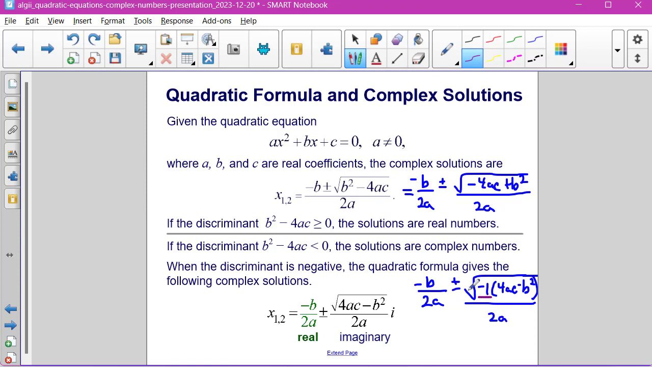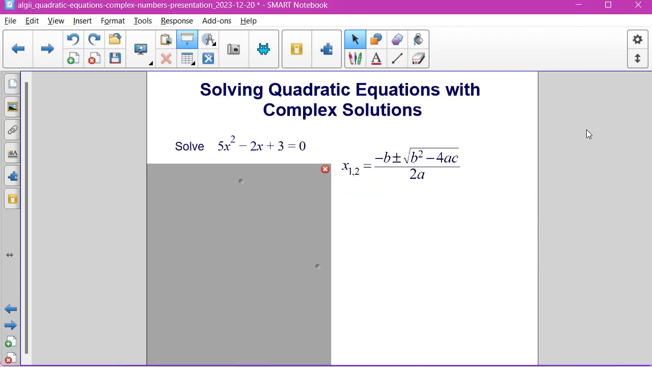Now this negative 1, that's where this i comes from. So when we take the square root of negative 1, that's the i component, and the remaining discriminant is 4ac minus b squared. Let's try solving some quadratic equations that have complex solutions.